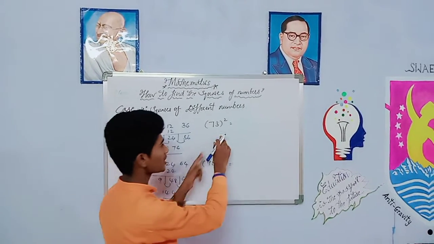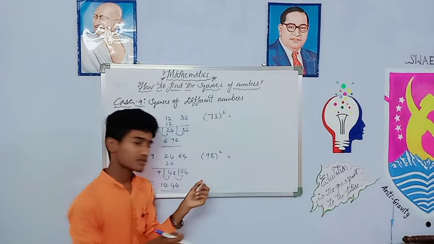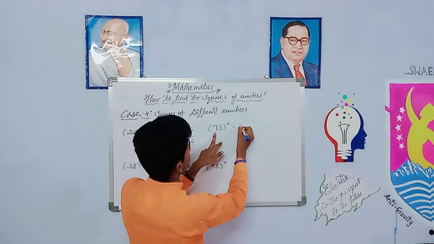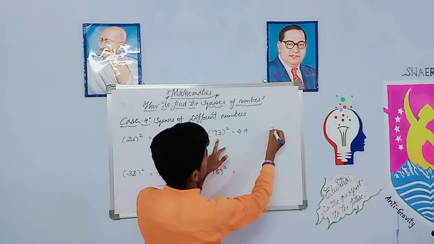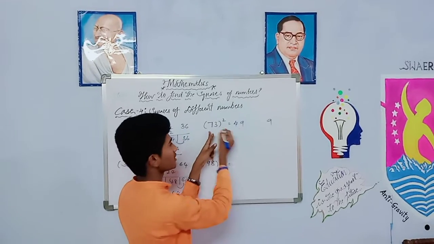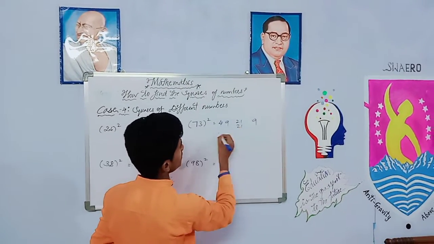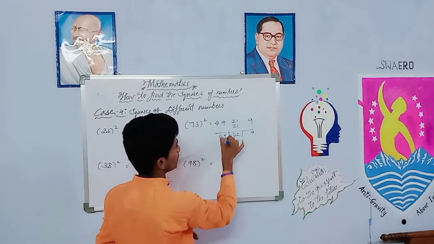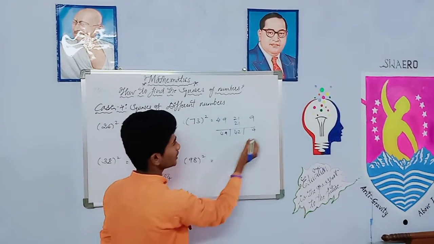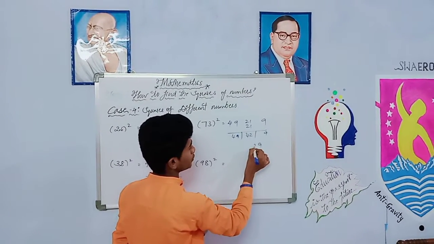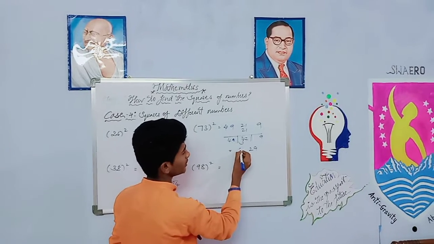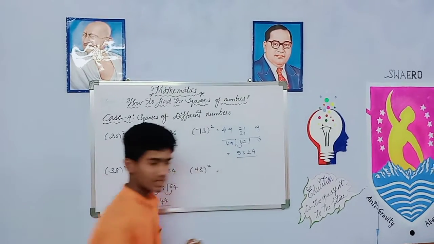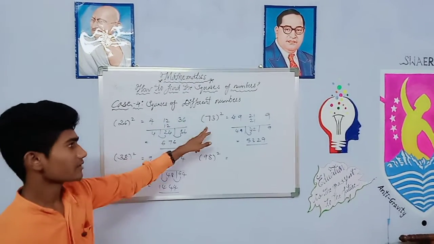Next, 73 squared. These are all different square numbers. So 7 squared equals 49, and 3 squared equals 9. In the middle you have to multiply: 7 times 3 is 21. Add the same digit in the middle: 21 plus 21 is 42. So 49, 42, 9. Okay, next 4 carries to the left, we will get 53. So 5329. Yes, that is 73 squared.